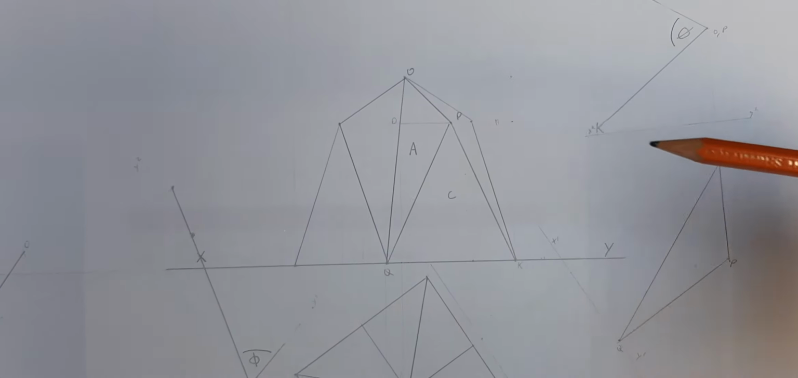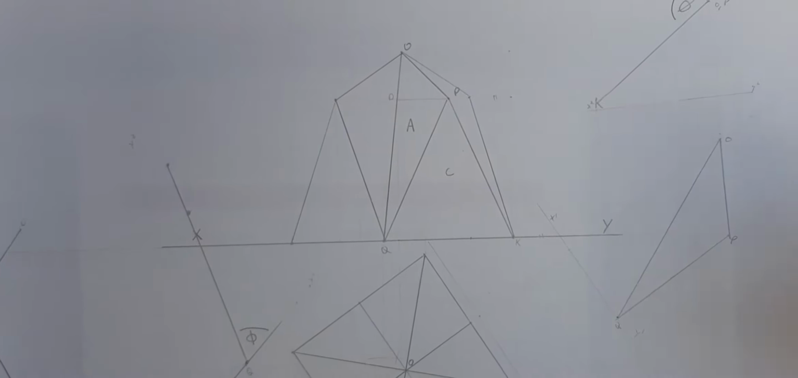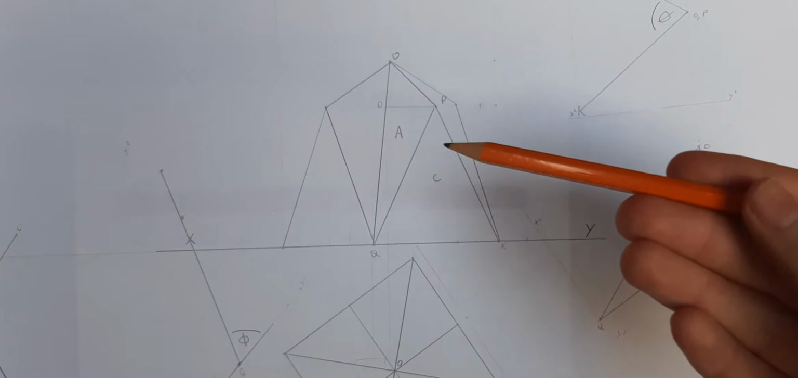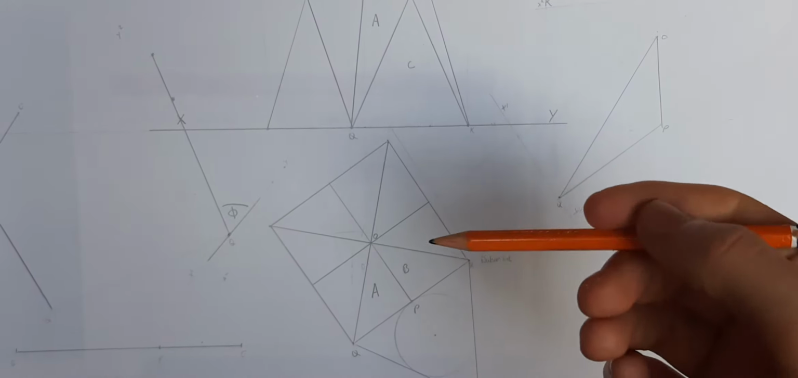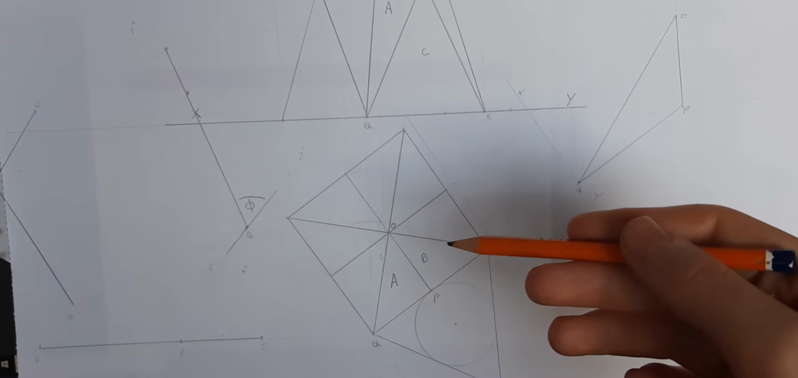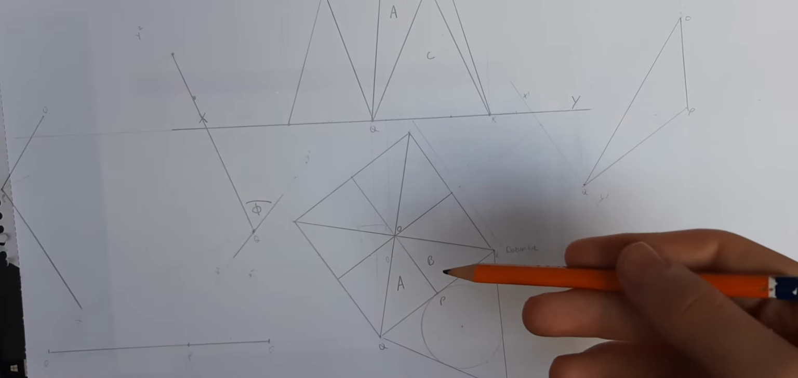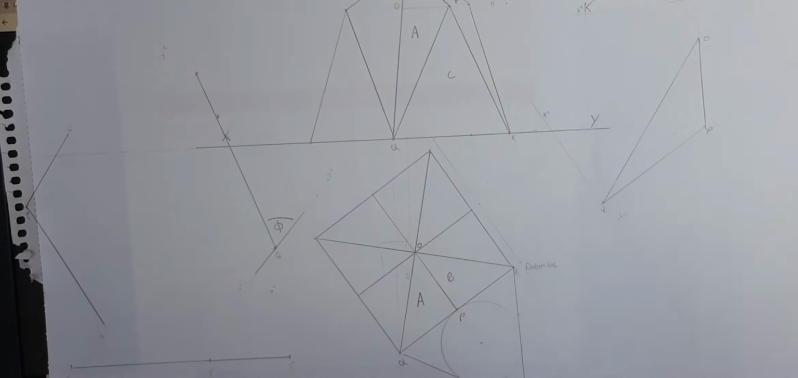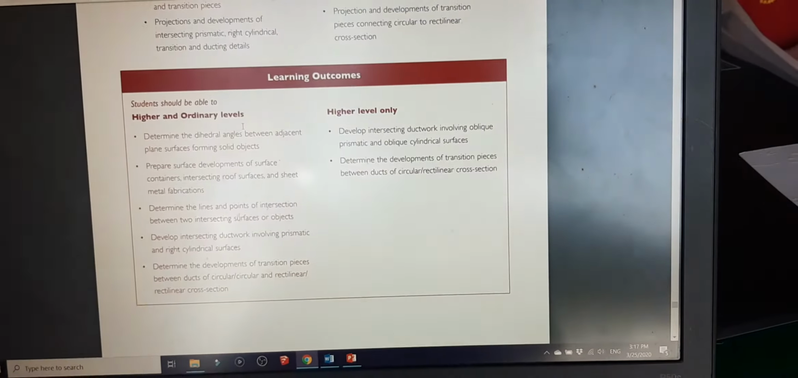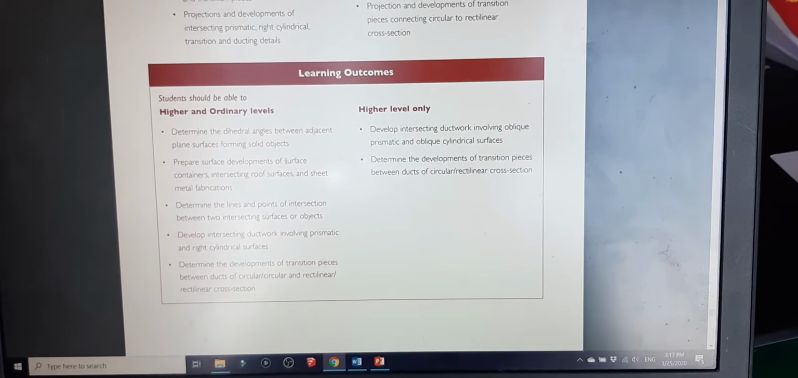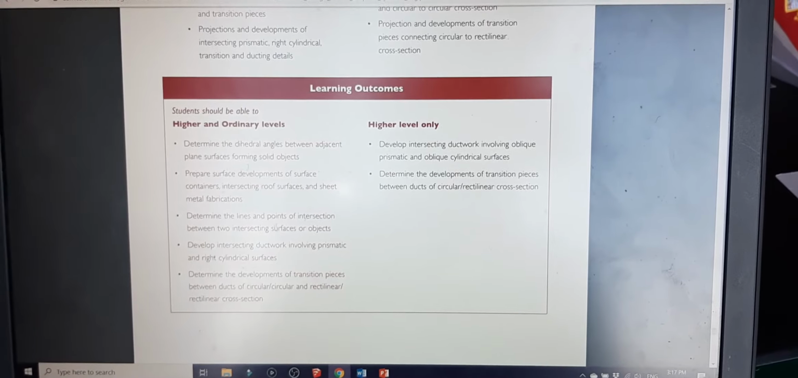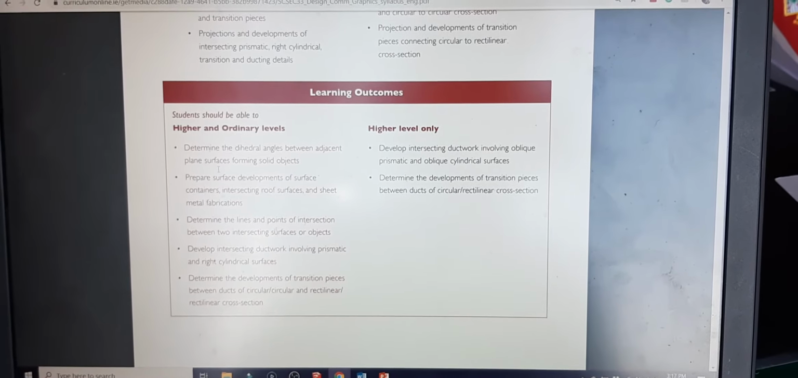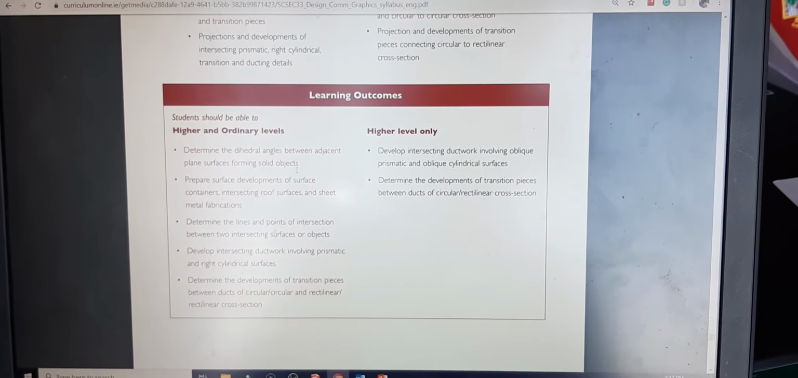So when they say find out the angle between this here, A and B, when you look in the plan, there's A and there's B, and they want to find out the angle between those two surfaces, and that's what they say. They say determine the angle between adjacent plane surfaces forming a solid object.